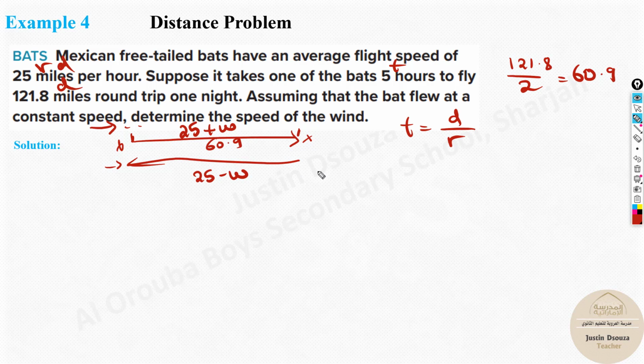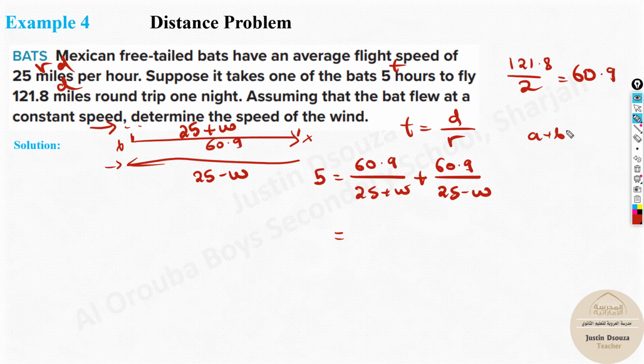So the equation would be, see, the time is alone, right? So we can write the time, 5 hours will be equal to what? The distance. The distance is 60.9 divided by, let's take 25 plus W, add it with the other distance as well, but this wind speed will be minus. Why? Because it's going in the opposite direction, right? So this is the concept. This is the equation. That's it. If you understand, it's very easy. Time 60.9, 60.9, but over here it'll be 25 plus W, 25 minus W. Now what do you do? Solve it.